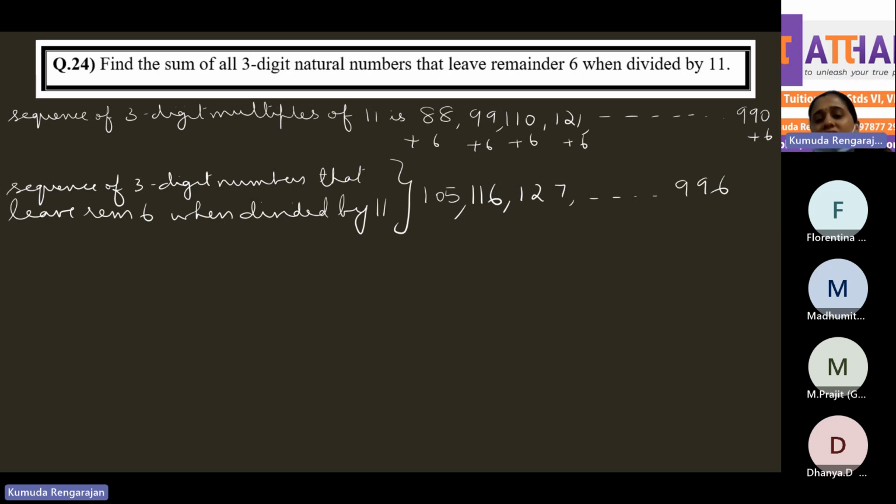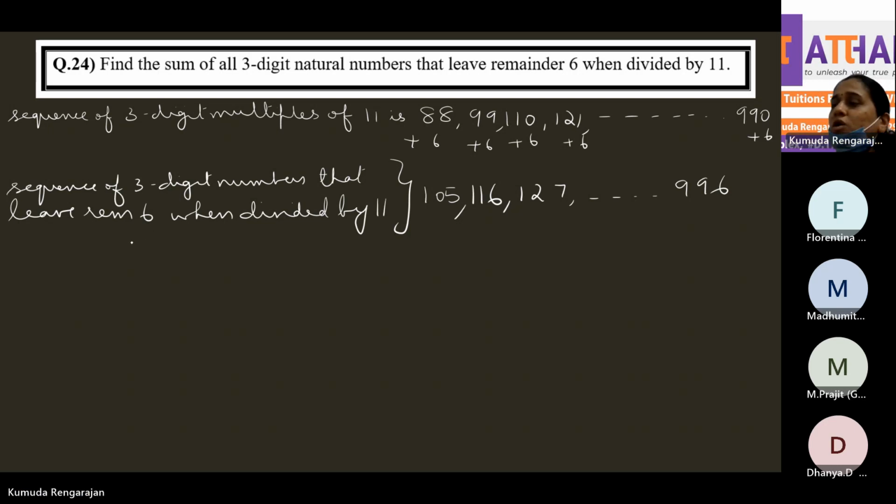So what is 105 plus 116 plus 127 plus till 996? What is the sum is the question. So break down the question and understand the question. That is very important.